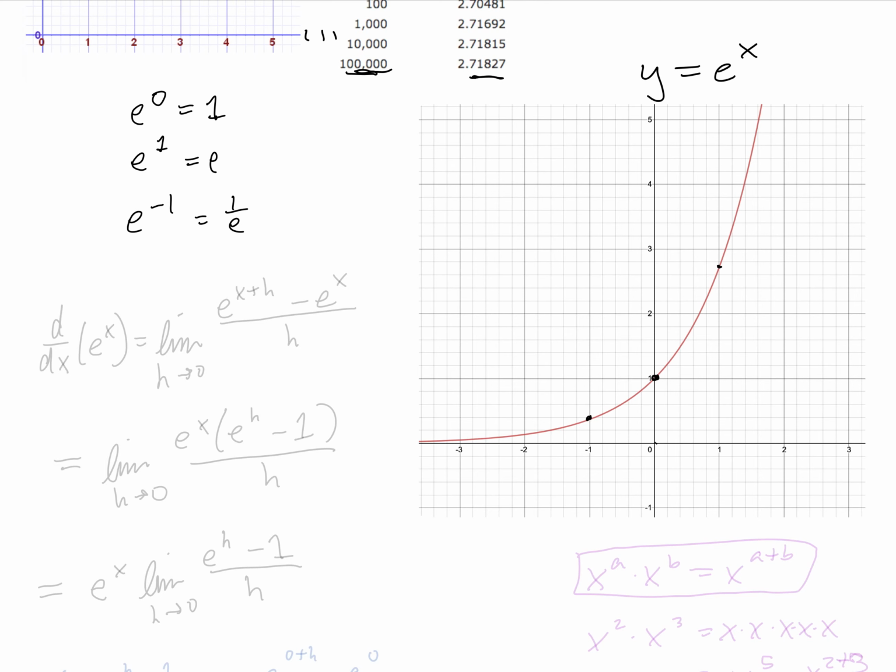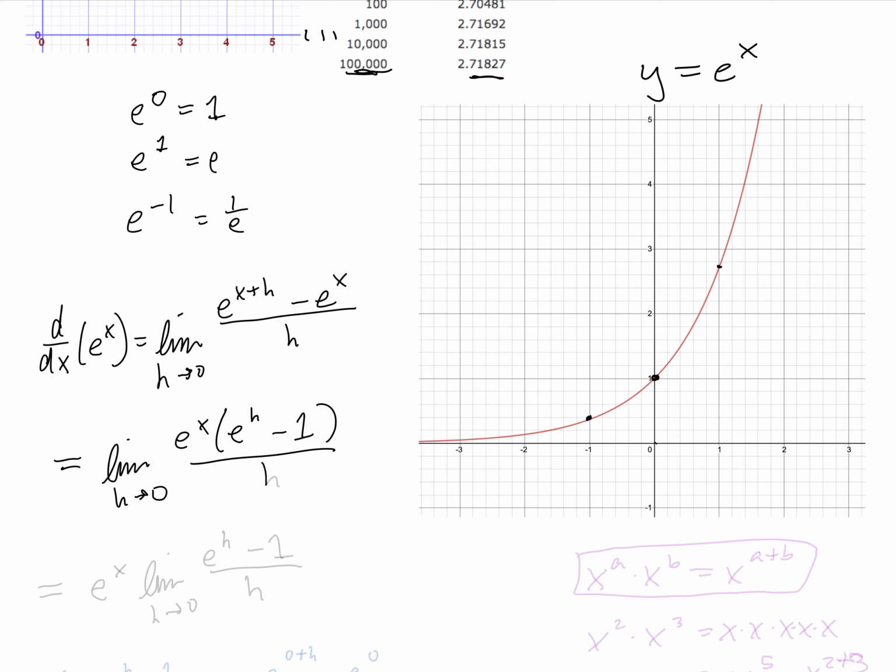And what we're interested in right now is finding the derivative of e to the x. So let's do that using our definition of the derivative. The derivative with respect to x of e to the x is the limit as h goes to 0 of e to the x plus h minus e to the x, all over h. So that's the limit definition of the derivative. Now we are going to factor an e to the x out of the numerator of that.